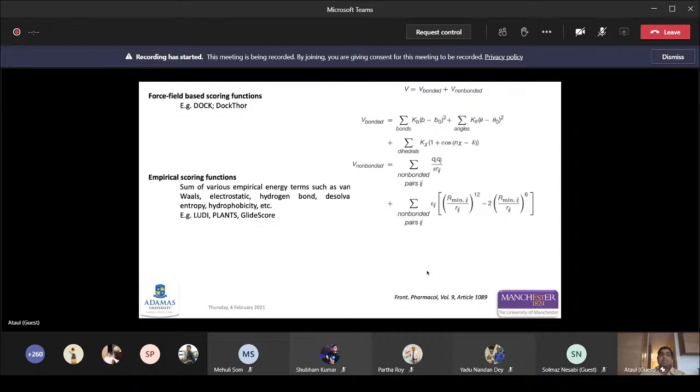Another is the empirical scoring function. It is the sum of various energy terms like van der Waals, electrostatic, hydrogen bond, desolvation, etc. And examples are LUDI, PLANTS, or Glide score.